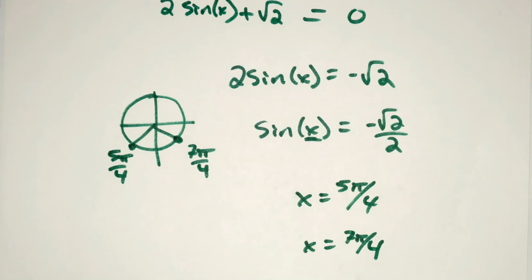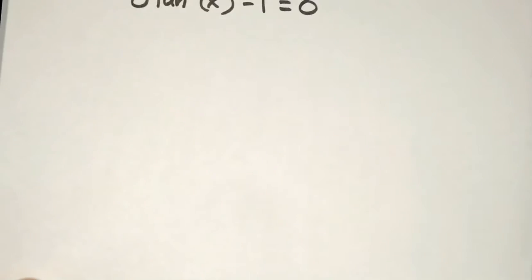Try out this one. This one is 3 times the tangent squared minus 1. So solve for x here.